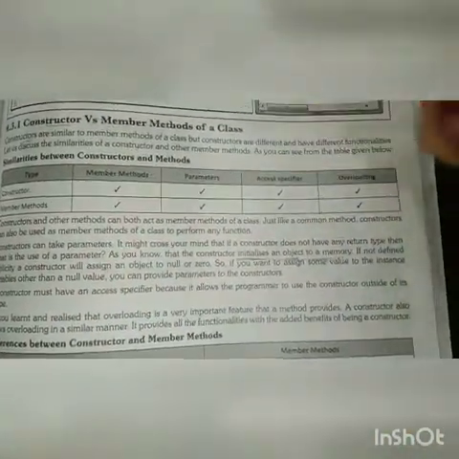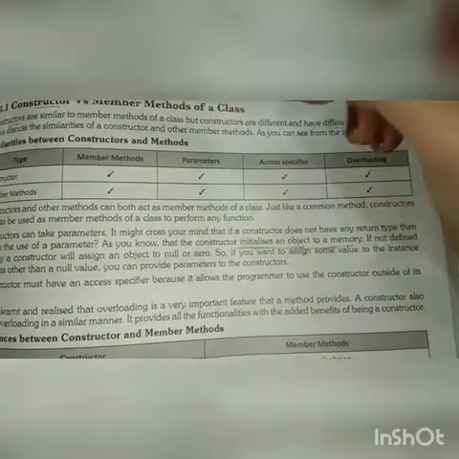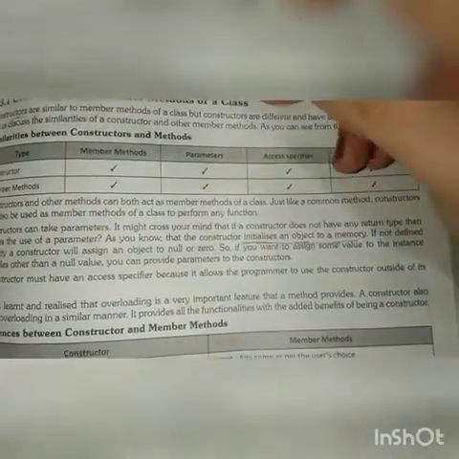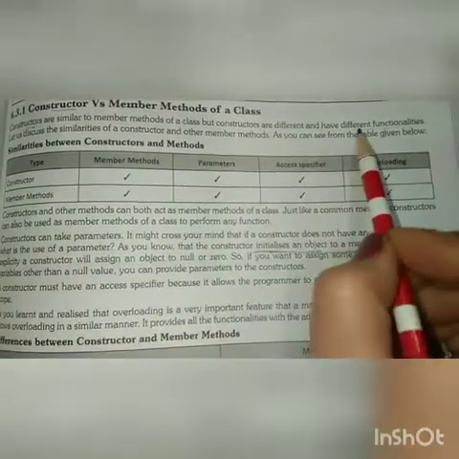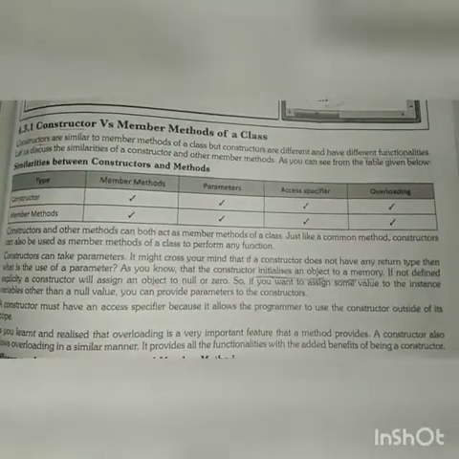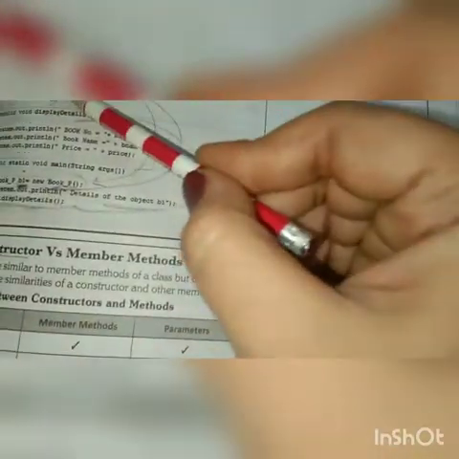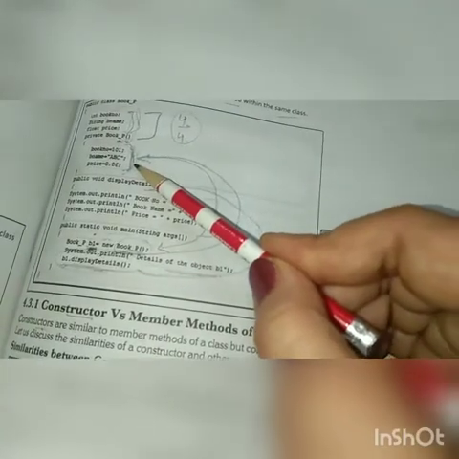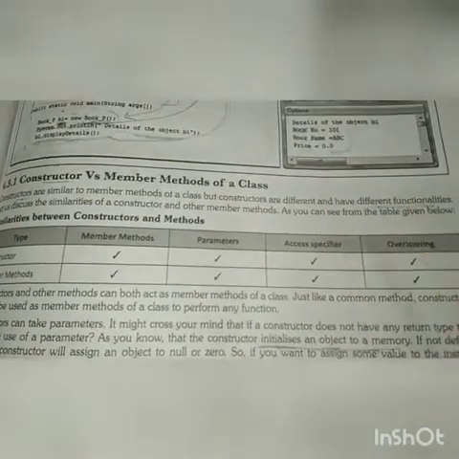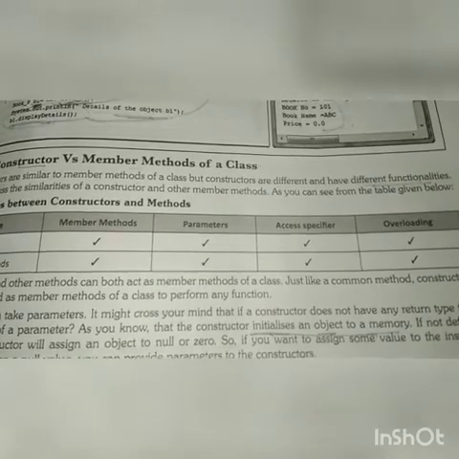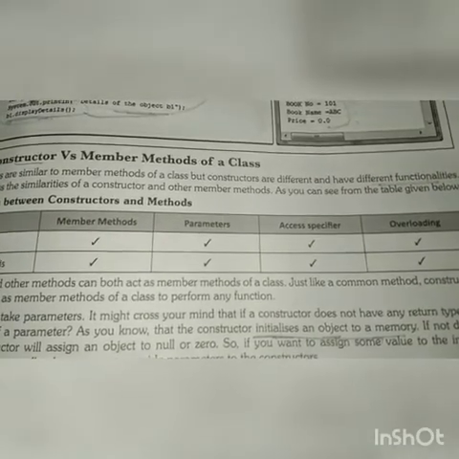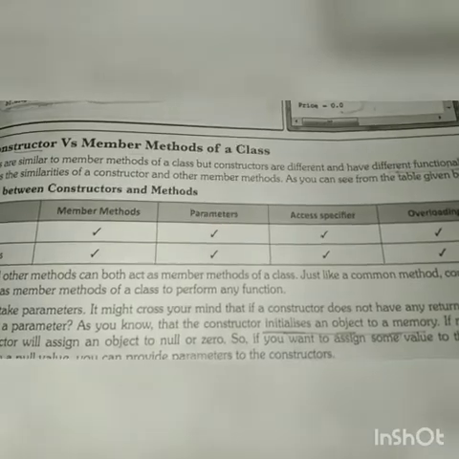Next topic is constructor versus member methods. Now what is the difference between a constructor and member methods of the class? It is telling you that a constructor is similar to a member method, but a constructor has a different functionality. Why? Because a constructor is used to initialize the object. Any value to be given to the object is given in the constructor, and methods are used for reusability of the code. That means if we want to repeat the code again and again, we need to create a method, right? Execute repeatedly whenever it is required.